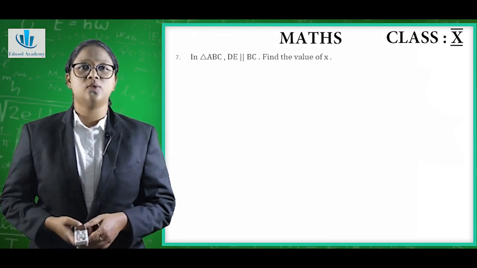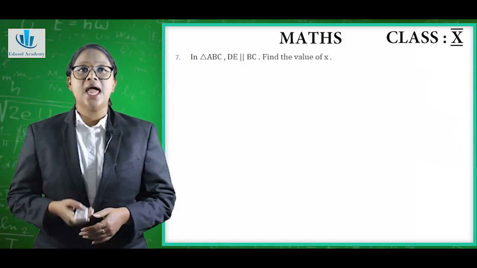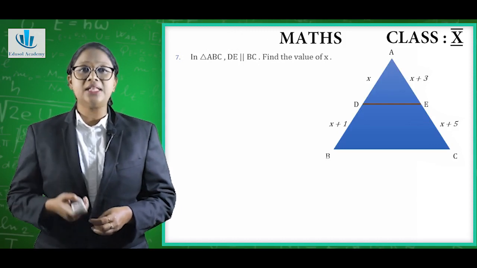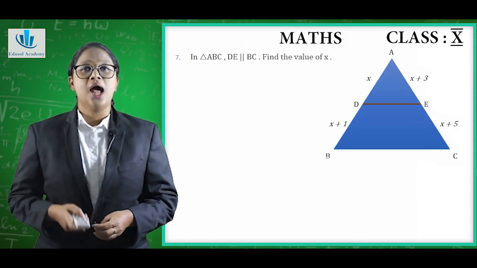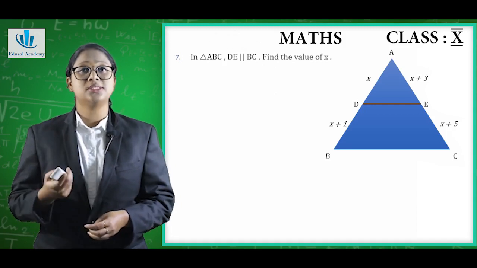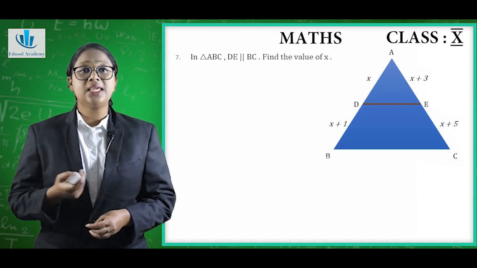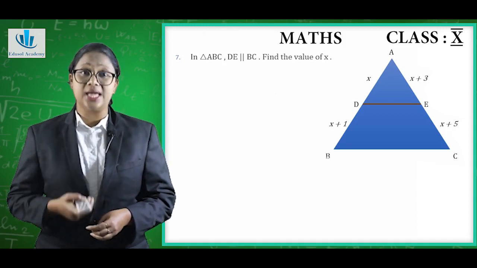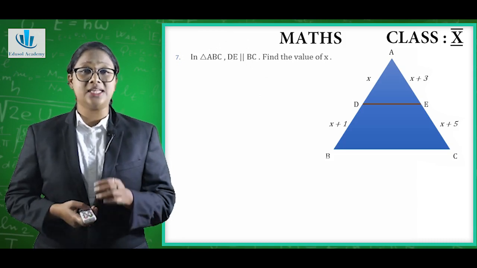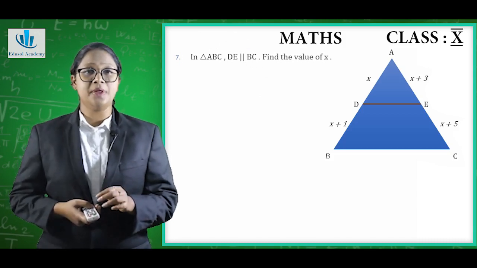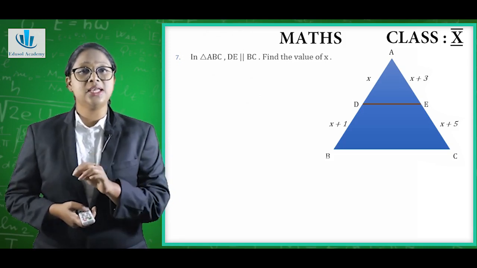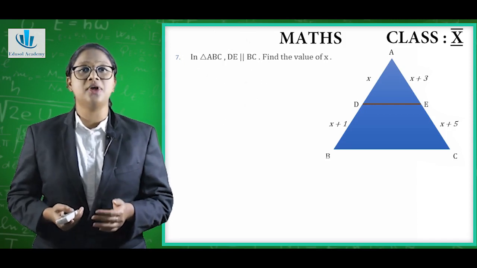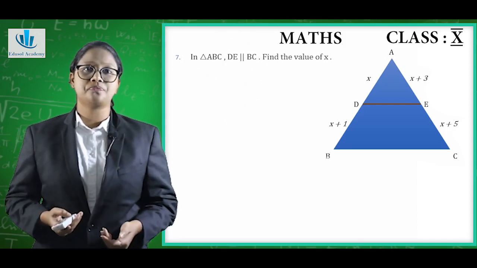Now the next question is, we have been given a figure directly, and in triangle ABC, DE is parallel to BC. Find the value of X. Have a close look at the question. There is a triangle ABC with DE parallel to BC, and we can see that AD has been marked X, DB has been marked X plus 1, AE has been marked X plus 3, and EC as X plus 5. So all the sides are represented in terms of some linear expression of X.